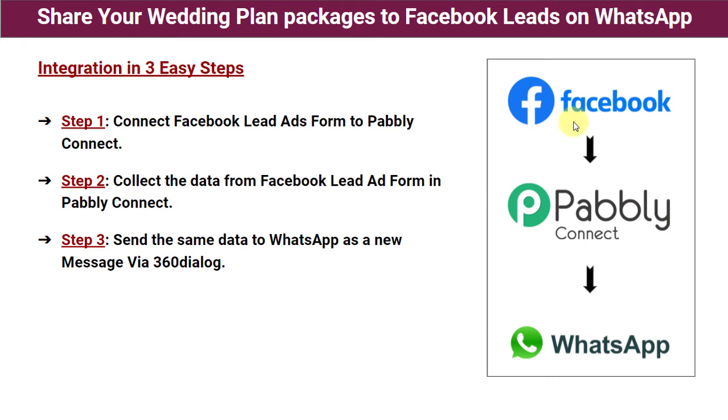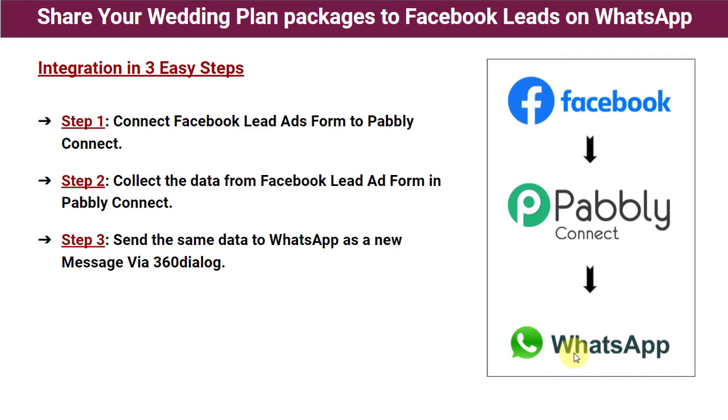Then we need to collect the data from the Facebook lead ad form in Pabbly Connect. Okay, now as our account is connected with Pabbly Connect, what we have to do is collect the data from the Facebook lead ad form into Pabbly Connect. Here what will happen is, every time data is submitted into the form, that same data will be collected here in Pabbly Connect automatically. Then in the third step, we have to send the same data to WhatsApp as a new message via 360 dialog. Okay, now here we have the data in Pabbly Connect from the Facebook lead ad form. We have to transfer that same data into 360 dialog to send the message on WhatsApp.